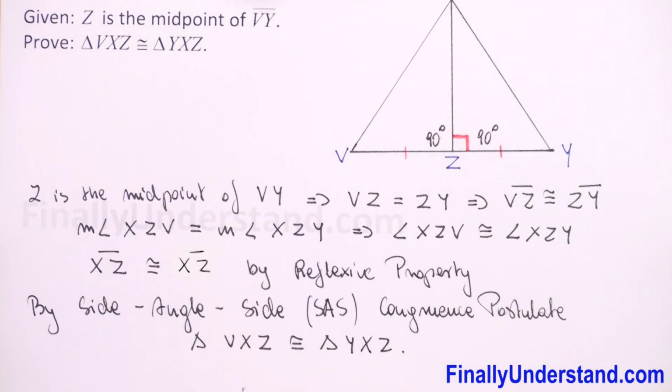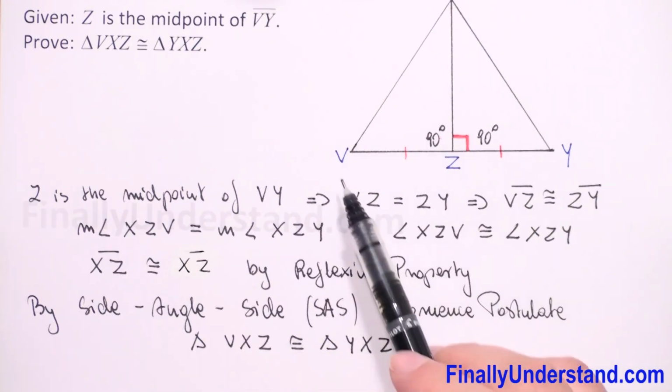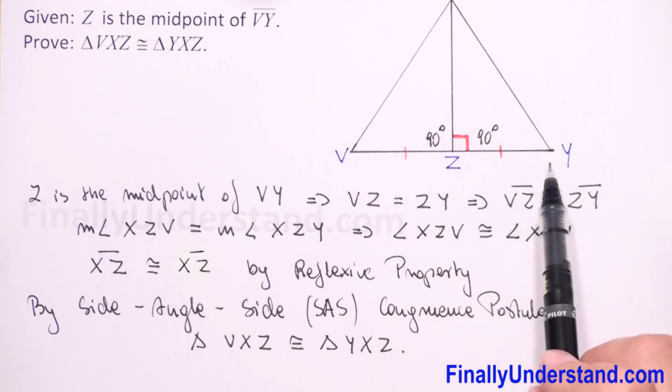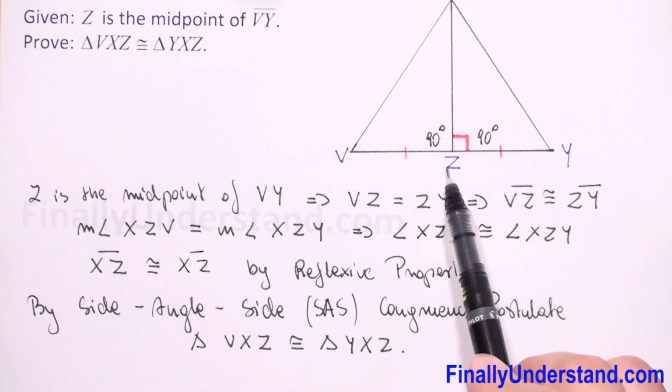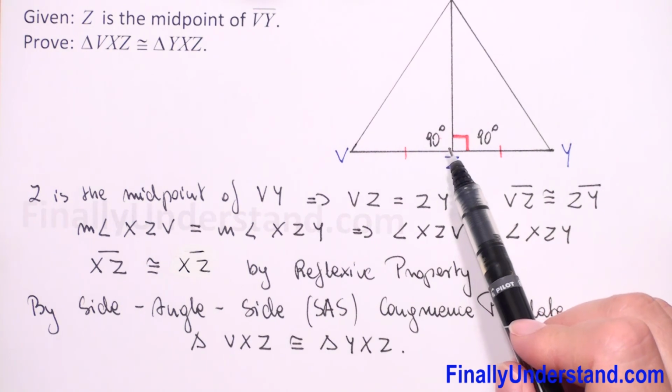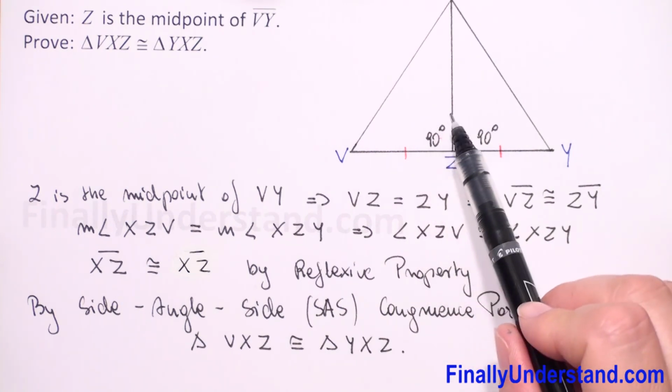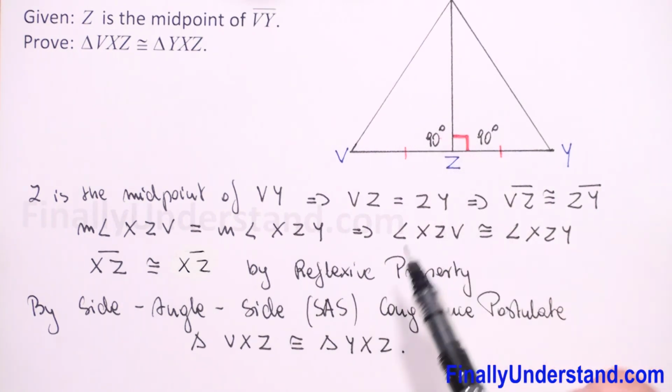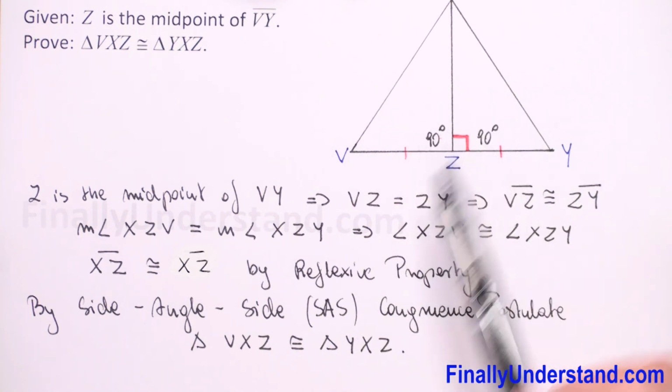One more time, VZ is congruent to YZ and XZ is congruent to XZ. What else? The angles between these two sides are congruent. That's why we can use side angle side congruence postulate, and by this postulate these two triangles are congruent. This is my solution.